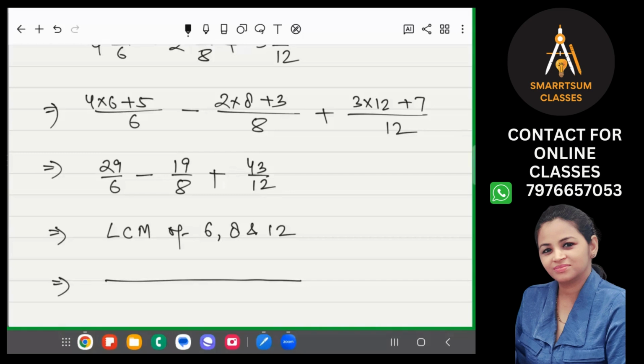Abhinav, Legend Master, please tell me, what is the LCM of 6, 8 and 12? Yes, ma'am. I'm calculating.